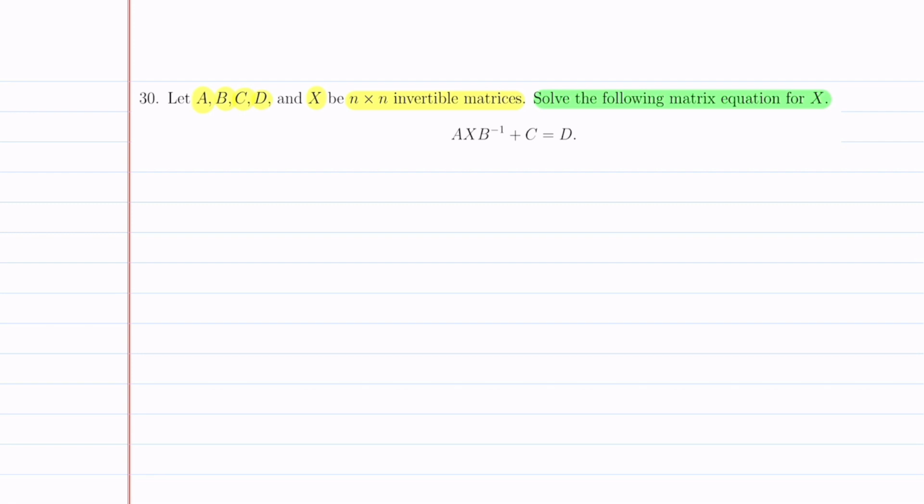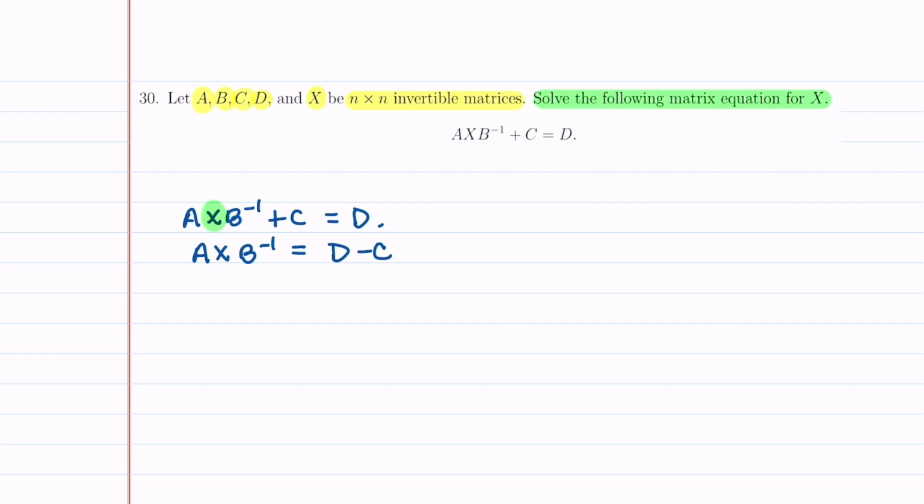We're going to start this problem by writing down our equation. So we have A X B inverse plus C is equal to D. Our strategy is going to be to isolate X on our left-hand side and have it all by itself. So we're going to begin by taking our matrix C and moving it to the right-hand side. So this gives us A X B inverse is equal to D minus C.